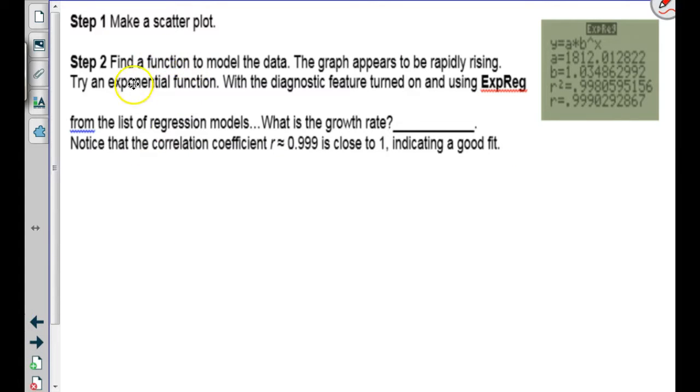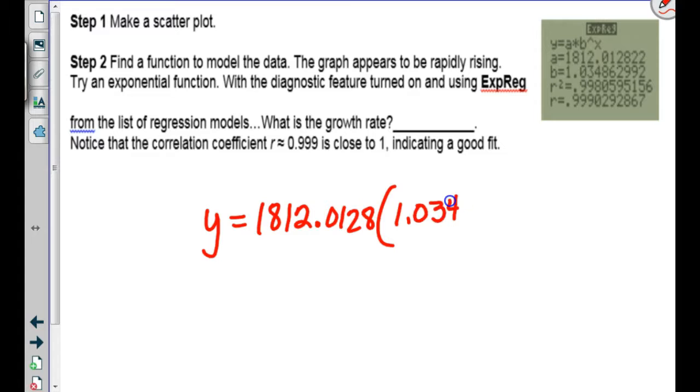Then it says find a function to model the data. We used exponential regression. How do we write that down? Can we talk about that real quick? It says y equals a times b to the x. So you're going to write down a is 18,120.128, and b would be 1.0349 if I went 4 places, to the x. Any questions about how I got that from what was on there?